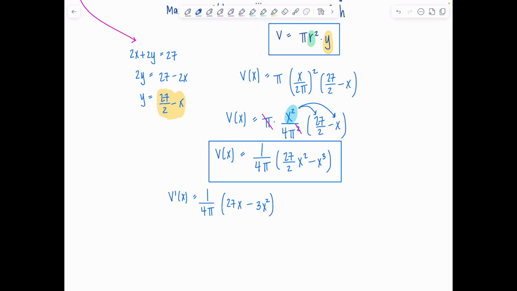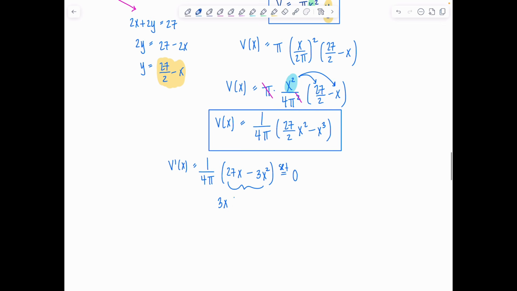Very good. This derivative will never be undefined, so I'm just going to set it equal to 0 to find my critical values. So now I can just ignore the 1 over 4 pi and focus on when 27x minus 3x squared is 0. I can factor out a 3x, and then I have 9 minus x equaling 0. And then from here, well, let's see. x can be 0 or x can be 9.